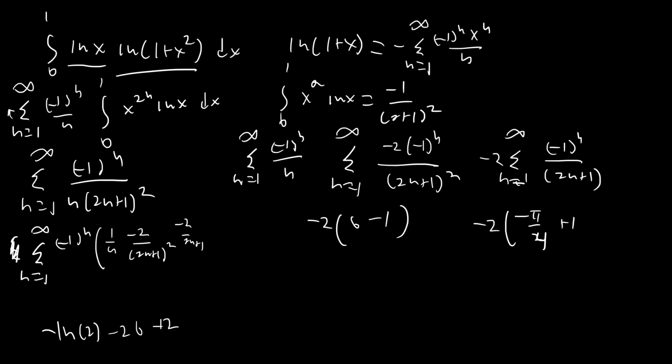No, I guess it's 1 minus pi over, or it's pi over 4 minus 1. So we're going to have minus pi over 2 plus 2. So it's going to be negative ln 2 minus 2g minus pi over 2 plus 4, which does not seem like it should be negative to me, but whatever.